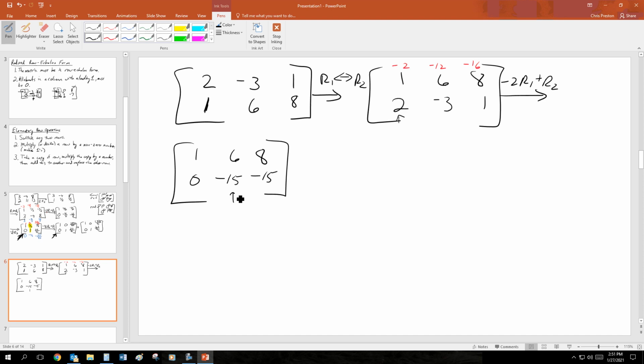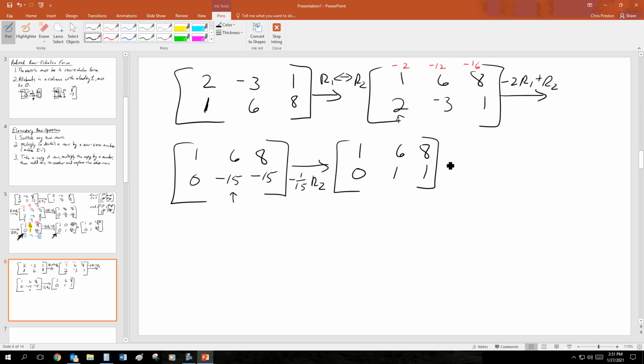Now I want to make this first negative 15 a 1. And so we do that by multiplying by the reciprocal. So negative 1 over 15, second row. 1, 6, 8. 0 times anything is 0. Negative 15 times negative 1 over 15 is 1. Negative 15 times negative 1 over 15 is also 1. All right, now it's in row echelon form.